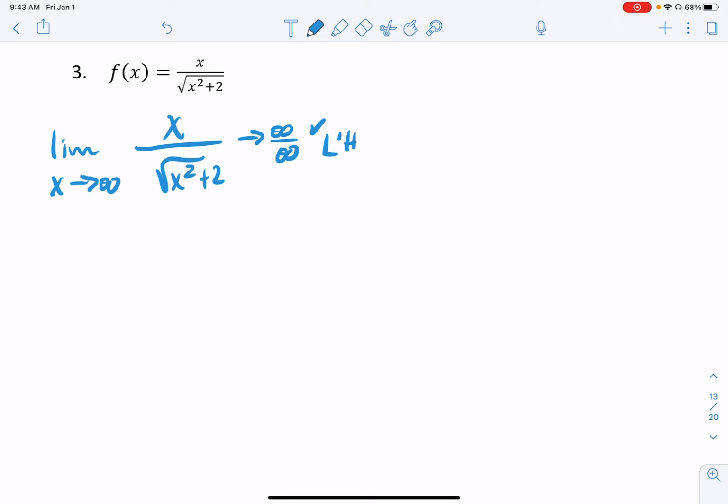All right, so let's take the derivatives of the top and the bottom. Let's see what happens. So, limit as x goes to infinity: 1 on top, that's real nice. And on the bottom, I'm going to have 1/2 (x squared plus 2) to the negative 1/2, and then multiply it times 2x.